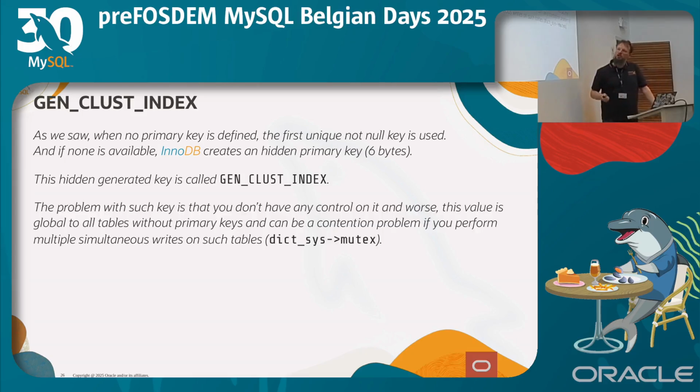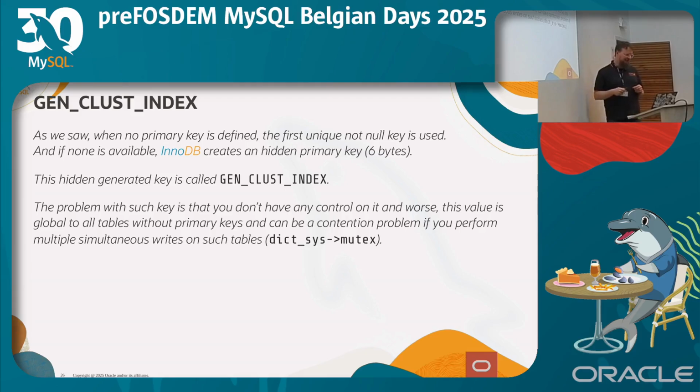The problem with such a key is that, of course, you don't have control. It's not exposed to the user, and as it is not exposed to the user, it's not exposed to replication, meaning that if you have two machines, let's say the source and replica, maybe they are not even the same for the hidden primary keys. If you did a clone, it's a thing, but if you did a dump and load, it would be completely different. And Dimitri loves mutex contention.